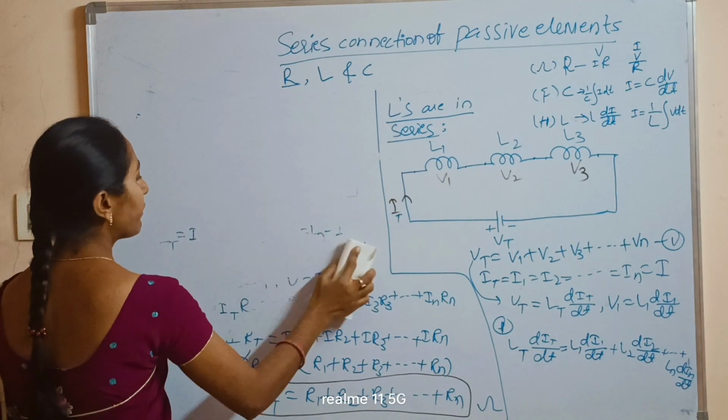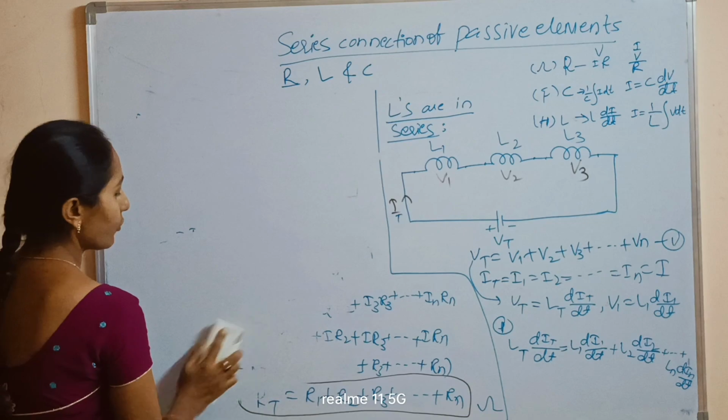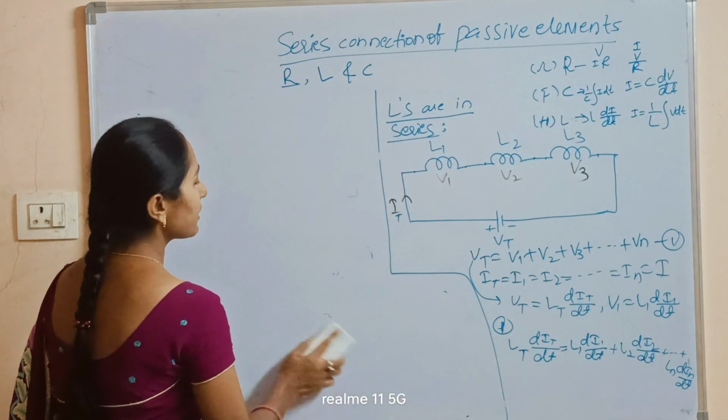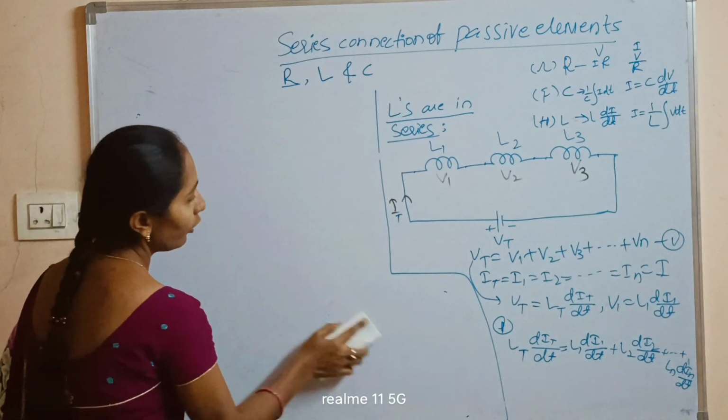Resistors are in series. What is the equivalent resistance? That is R total equals R1 plus R2 plus R3 plus so on, Rn ohm.